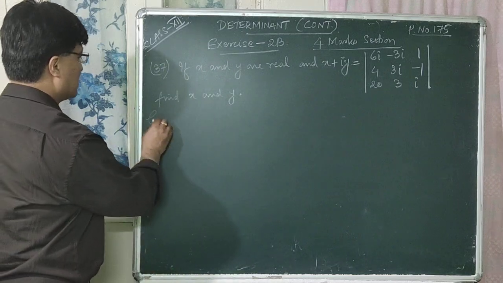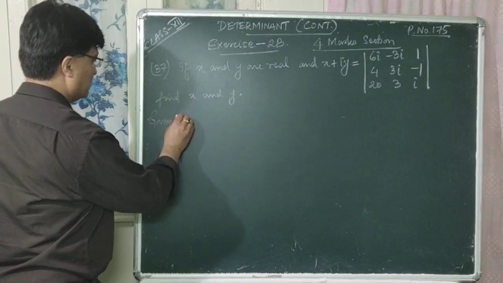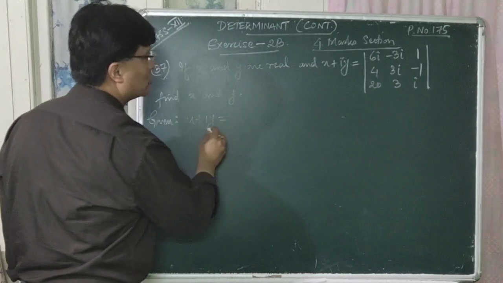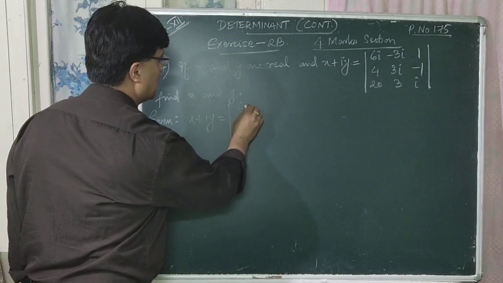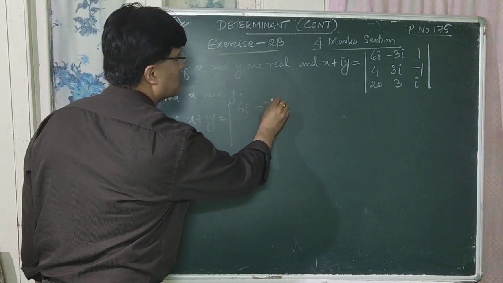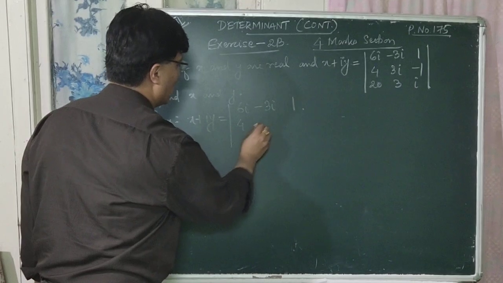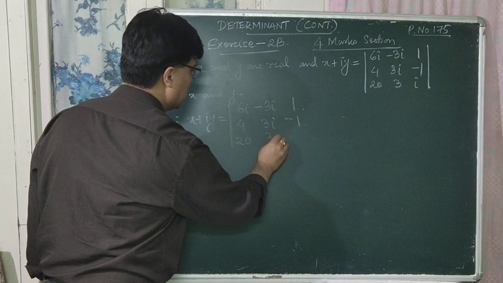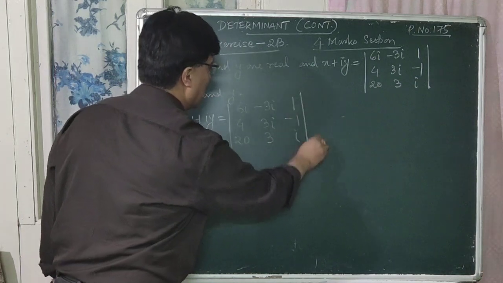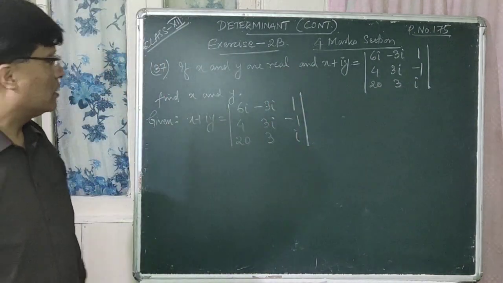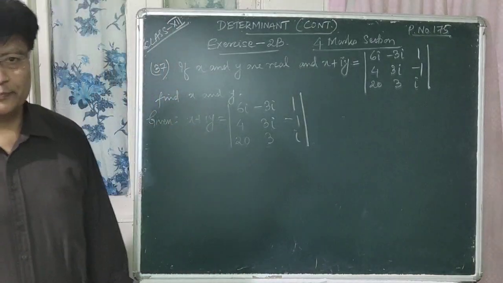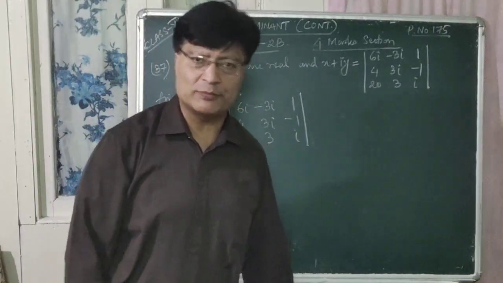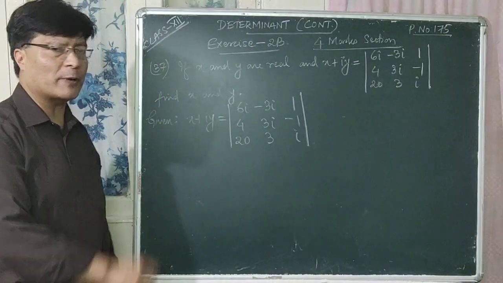So here given is x plus iy is equal to the determinant 6i, minus 3i, 1, then 4, 3i, minus 1, then 20, 20, 3i. So let us simplify the determinant. How can you simplify this determinant? You can use the properties of determinant. So which property is used here?